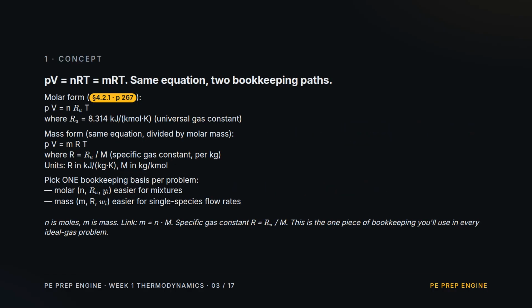The ideal gas law comes in 2 equivalent forms. Molar, PV equals N times the universal gas constant times T. Mass, PV equals M times the specific gas constant R times T. Identical, only the basis differs, moles or mass. R equals the universal gas constant over the molar mass M. Pick one basis per problem, molar for mixtures, mass for flow rate problems.